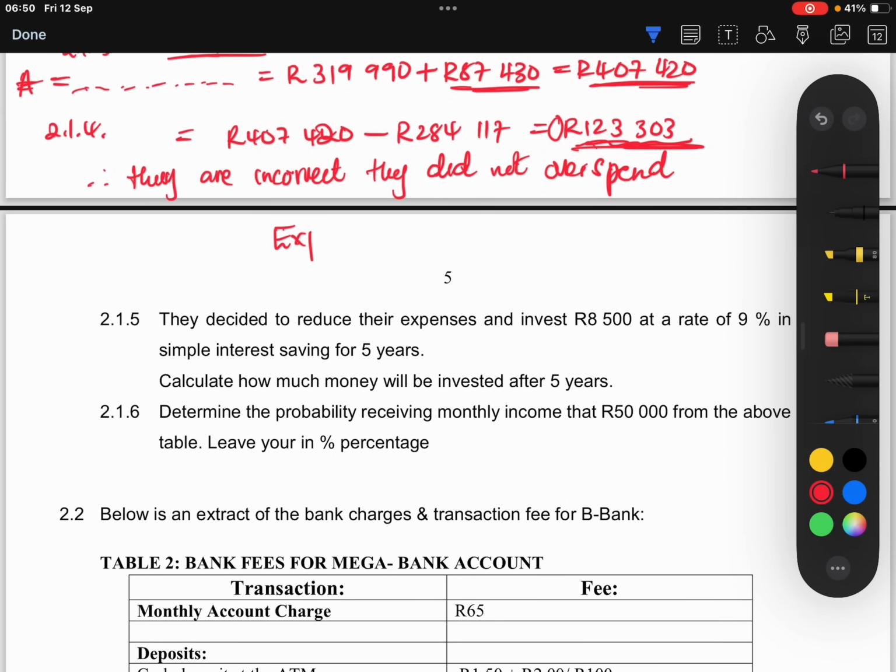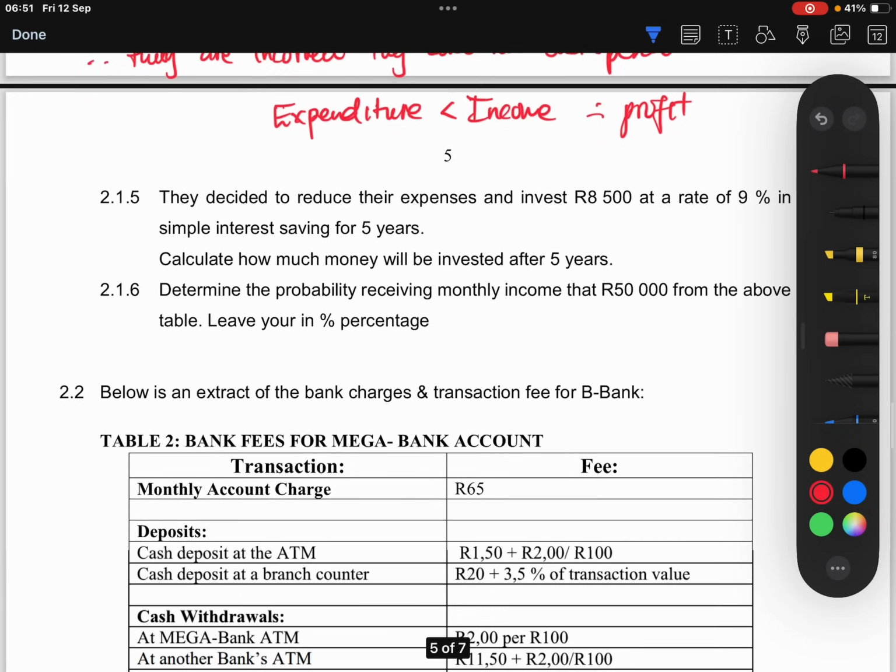The expenditure is lesser than the what? The income. Therefore, they've made what? A profit. Right, let's move on to the next question.